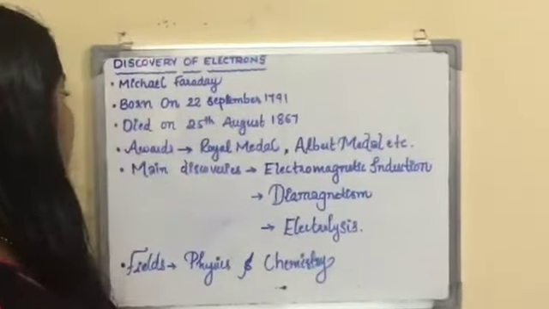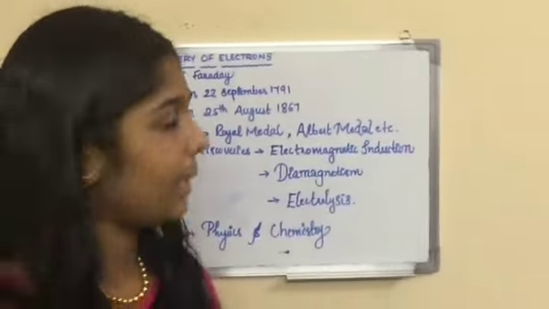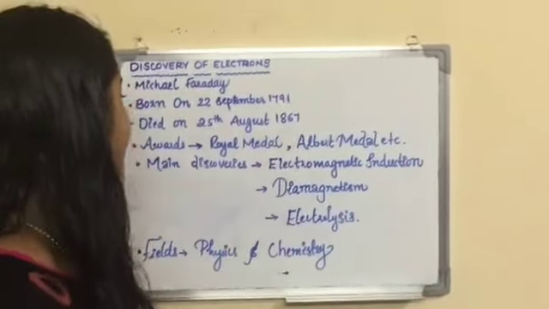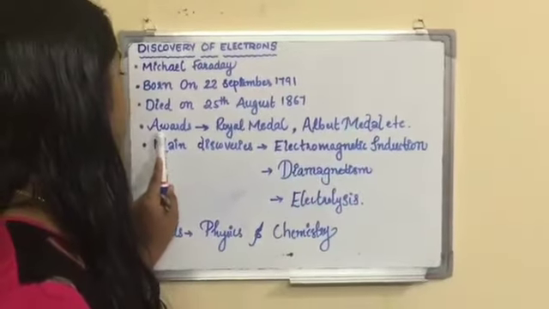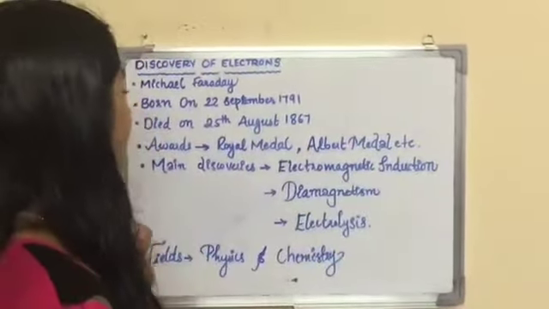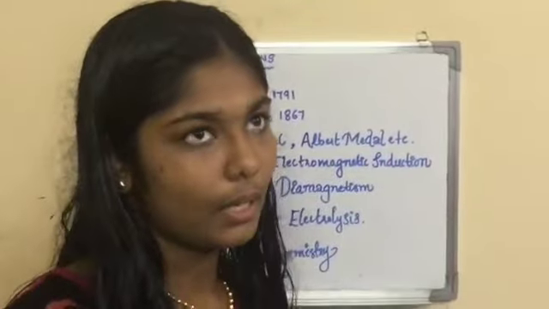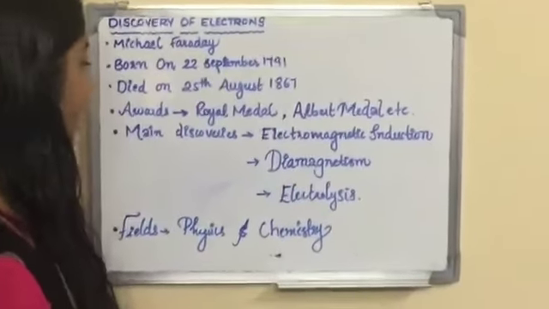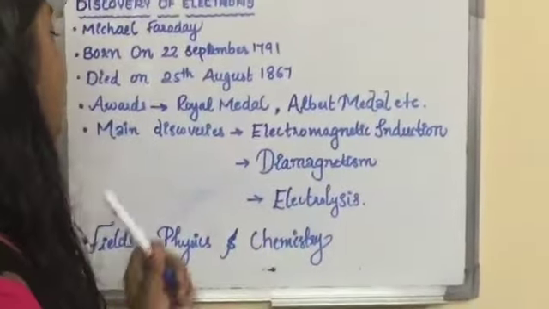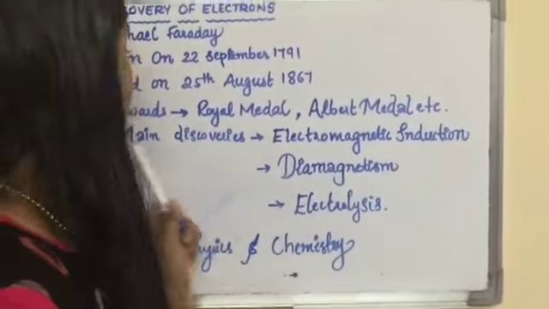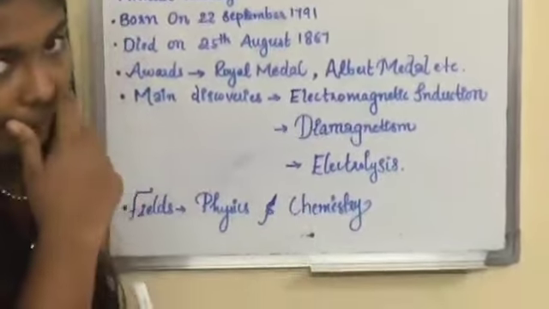Michael Faraday was born on 22nd September 1791 and died on 25th August 1867. He received awards, including the Royal Medal and the Albert Medal. Many medals were given to him, and the Michael Faraday Medal was also awarded to him. His main discoveries were electromagnetic induction, diamagnetism, and electrolysis. These are the main discoveries by Michael Faraday.